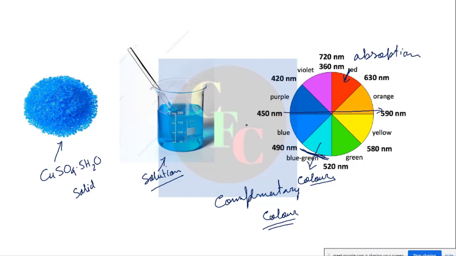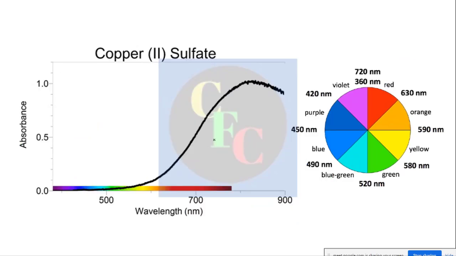Now let's see if what we have discussed here, that the color of copper sulfate is blue, and so it must have absorbed in the red region, is actually so. Now in this slide you are seeing the real absorption spectra of copper sulfate. In the y-axis it is the absorption, and here it is the wavelength.